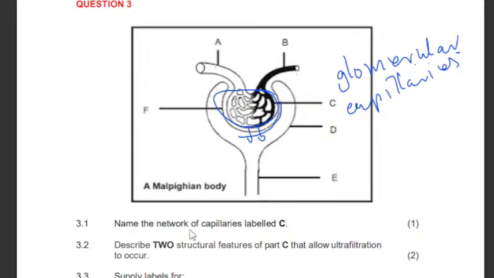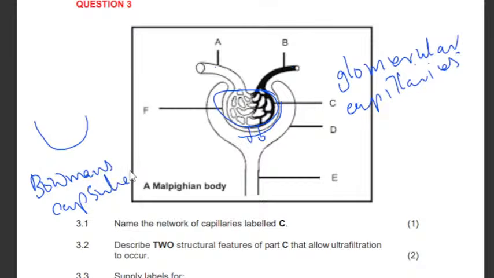And then D, how do you call that D? Check how it looks like a bowl. A bowl, you see? So we call it Bowman's capsule. It is a capsule. I think you know what a capsule is. It must be holding something. Yes, it must be holding something.